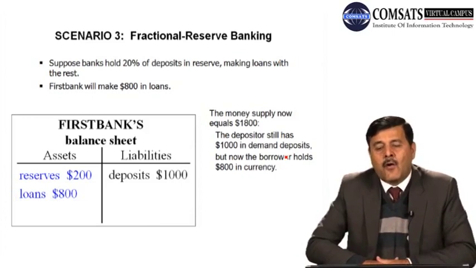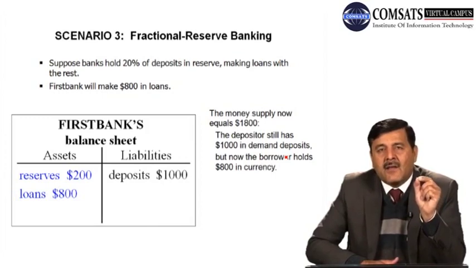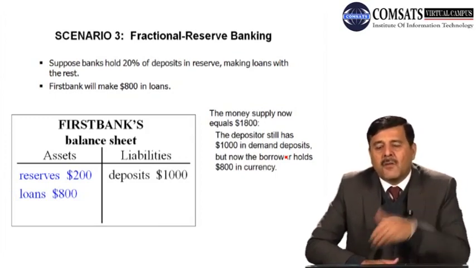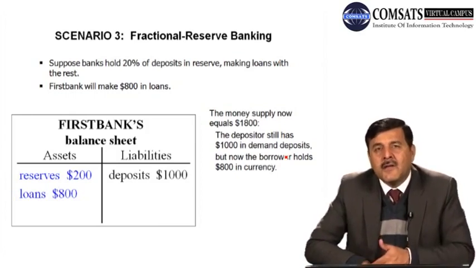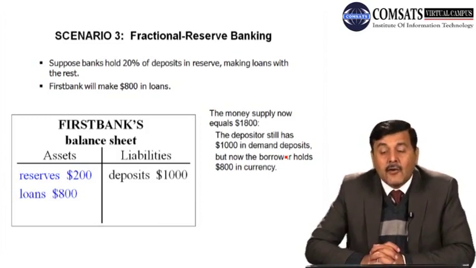Now the money supply equals, how much is the money supply in the country? Remember, the total deposits of 1000 are also the currency available, that is also the money supply. Now the bank has given $800 of it as loans, so total money supply in the economy will be 1000 plus 800, that is 1800 US dollars. Now the depositor still has 1000 in demand deposits, but now the borrower holds 800 US dollars in currency, right?